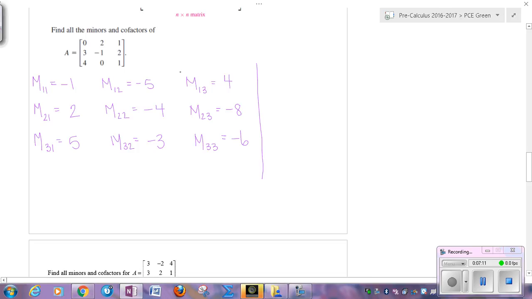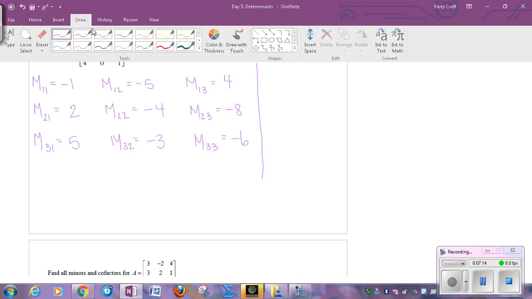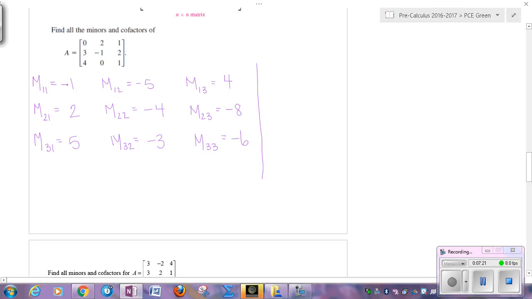Now to find the cofactors, you're going to use that pattern of the positive and negative signs. So the signs go plus, minus, plus, minus, plus, minus, plus, minus, plus. So some of these are going to change, some of them are not. So the cofactor for the first row, first column, that's not going to change because it's still going to be a positive times a negative. So that's going to stay -1.